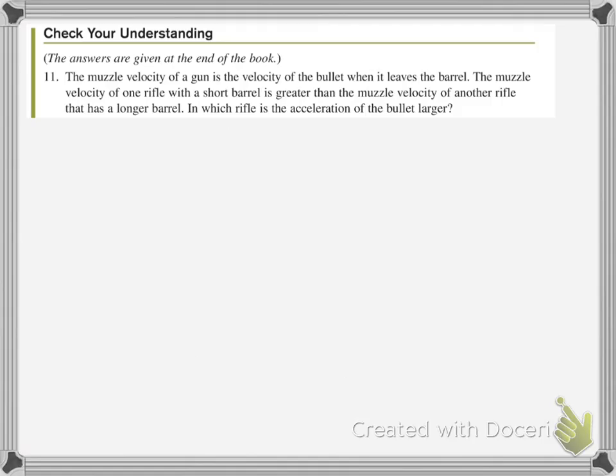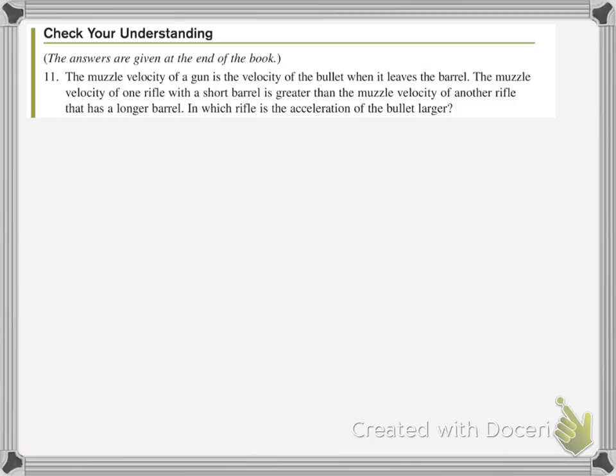Okay, so our check your understanding. This problem says the muzzle velocity of a gun is the velocity of the bullet when it leaves the barrel. The muzzle velocity of one rifle with a short barrel is greater than the muzzle velocity of another rifle that has a long barrel. In which rifle is the acceleration of the bullet larger?